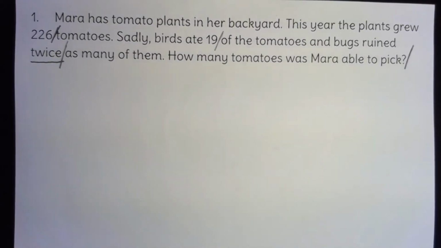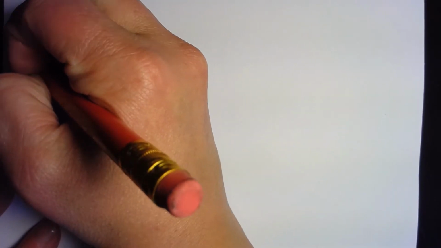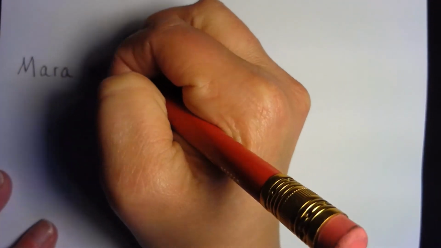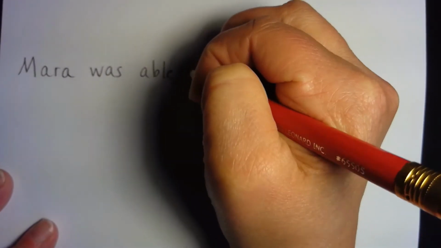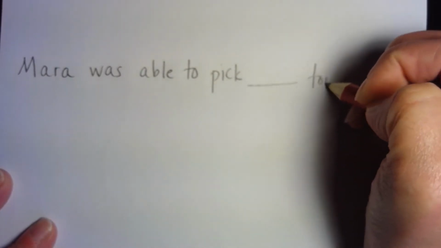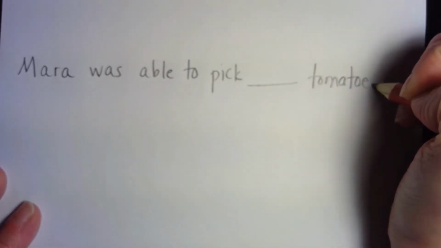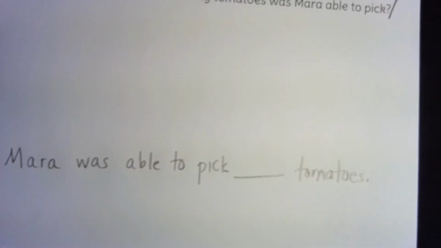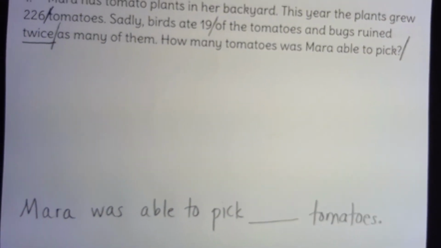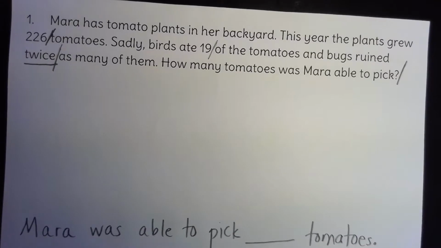Okay, before I do any thinking, I'm going to write my answer statement so I leave some space. If the question is how many tomatoes was Mara able to pick, I just turn the question around. Mara was able to pick blank tomatoes. There we go.